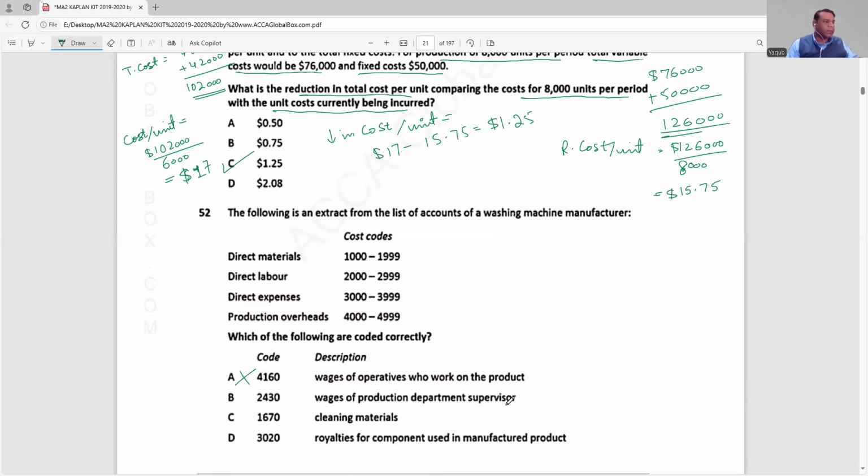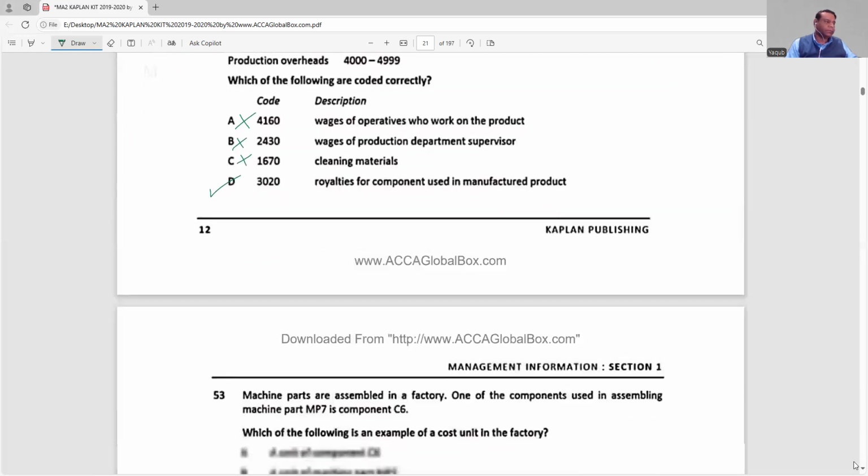Wages of production department supervisor. Department supervisor is part of production overheads. So its code must fall in between 4,000 to 4,999. So once again, it is incorrect. Cleaning material is basically indirect cost or indirect material. So it must fall under production overheads of 4,000 to 4,999. And royalties are the direct expenses which must fall in between 3,000 to 3,999, and it is 3,020. So D is the correct option.